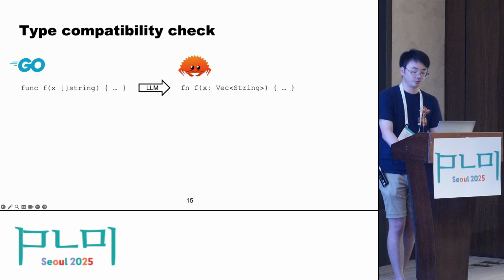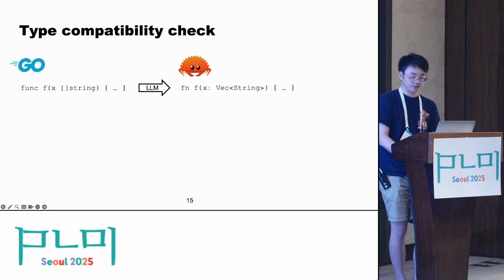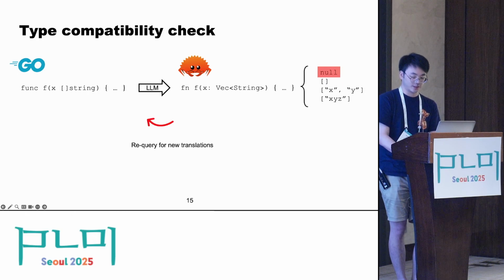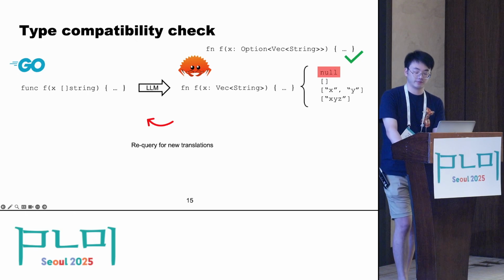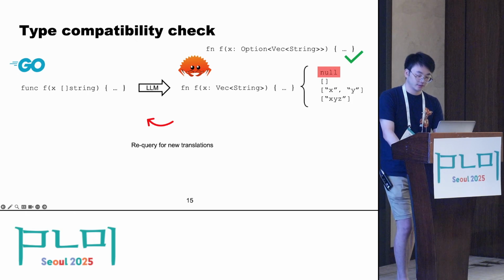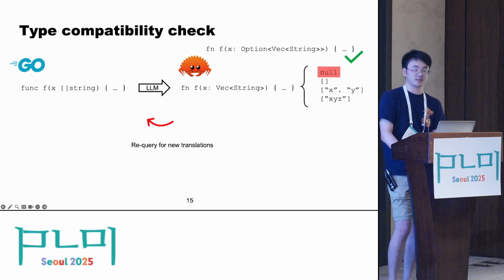During the translation, we enforce a type compatibility check. For the previous translation, we look at the function signature and find that the input type is not compatible with the original input type, as it does not permit the null value. Thereby, it is rejected, and we proceed to requery for a new translation. Now, the input type of this new translation is wrapped by an optional, and therefore the null value inhabits this type, and so does any other value. This time, the function signature is type compatible, and we accept it and proceed to later phases of the translation.